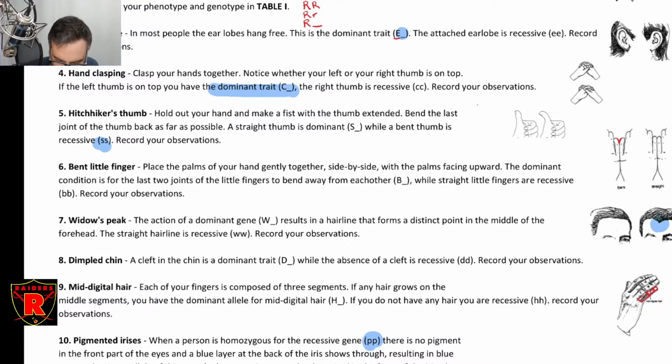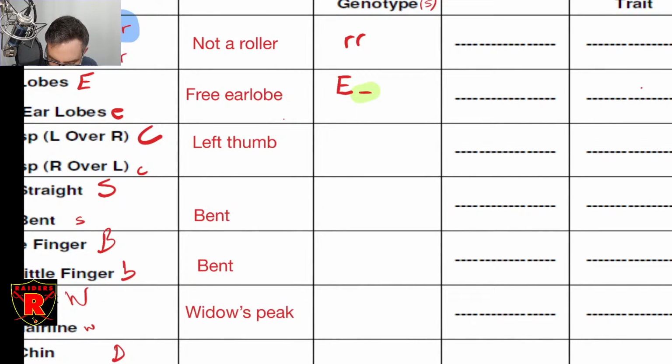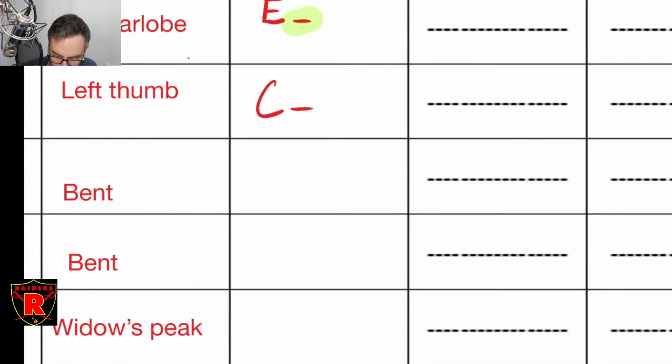So if the left thumb is on top, that's dominant. You're going to show that with a capital C. I have left thumb, so that means I have the dominant trait, so my genotype would look like this. And again, C's are terrible to use for these letter combinations. Whoever makes these, how have they not figured this out? Don't use letters that look the same, the capital and the small letter. But that would be mine. If you have your right thumb on top, you're going to have two small c's as your genotype.